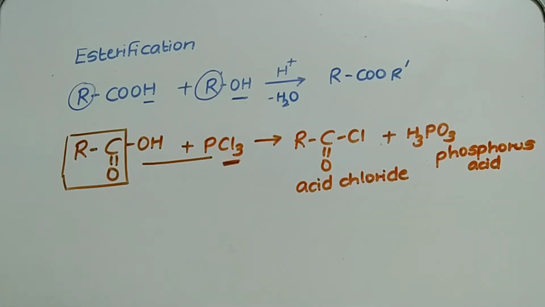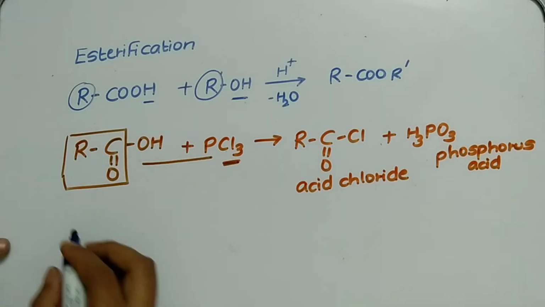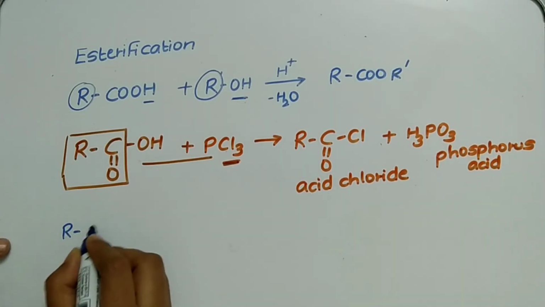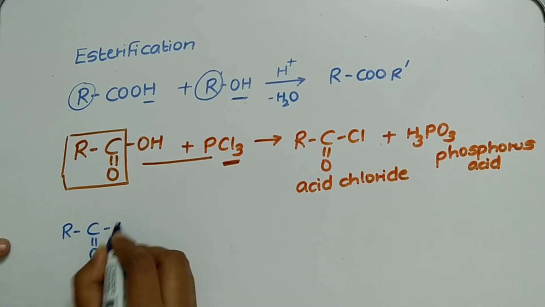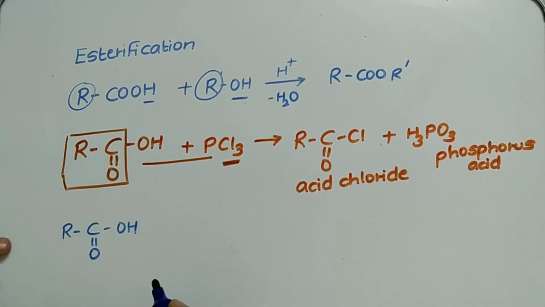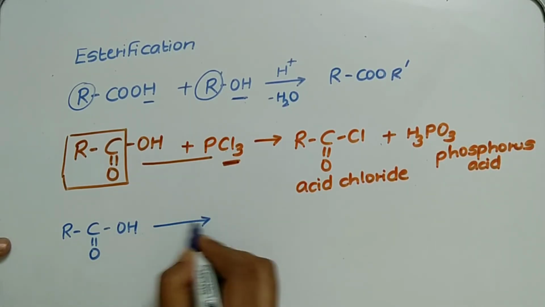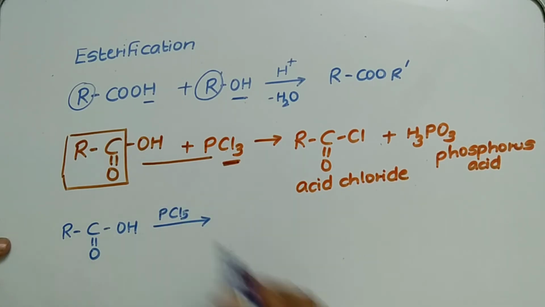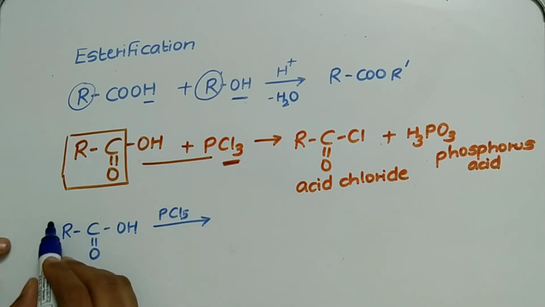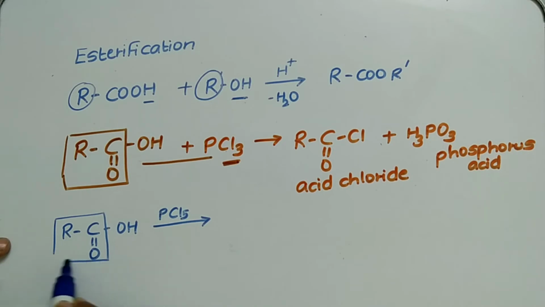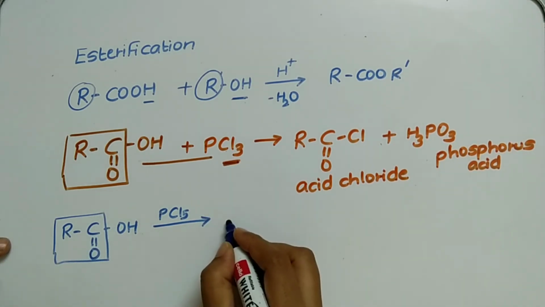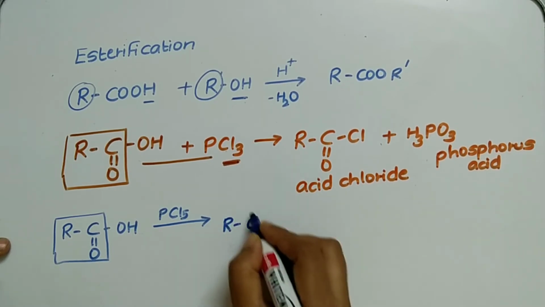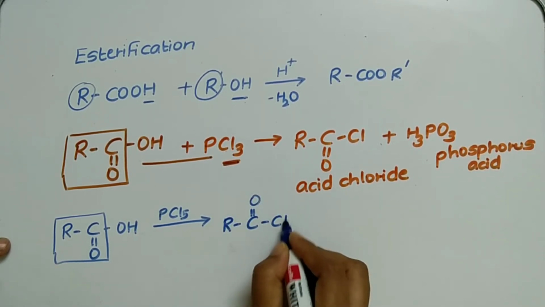Let's check the next reaction, the reaction with PCl5. So we are taking an acidic compound and adding PCl5 into that. Again, what will happen? The C to O bond is breaking, and Cl will attach, so it becomes RC double bond O Cl.